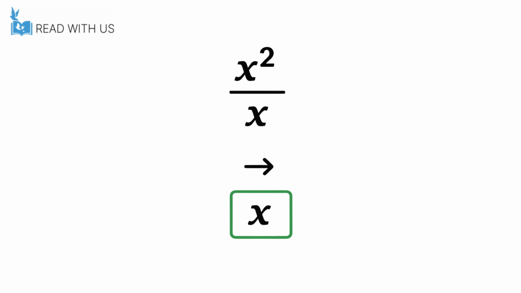Let's start with a simple example. x squared divided by x. Here, the numerator is x squared and the denominator is x. Since both contain the factor x, we can cancel one x from top and bottom, so x squared divided by x is equal to x.